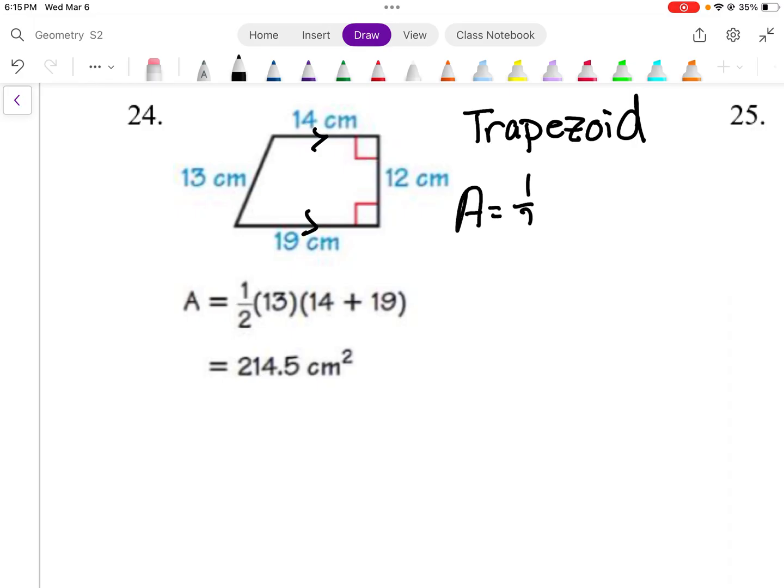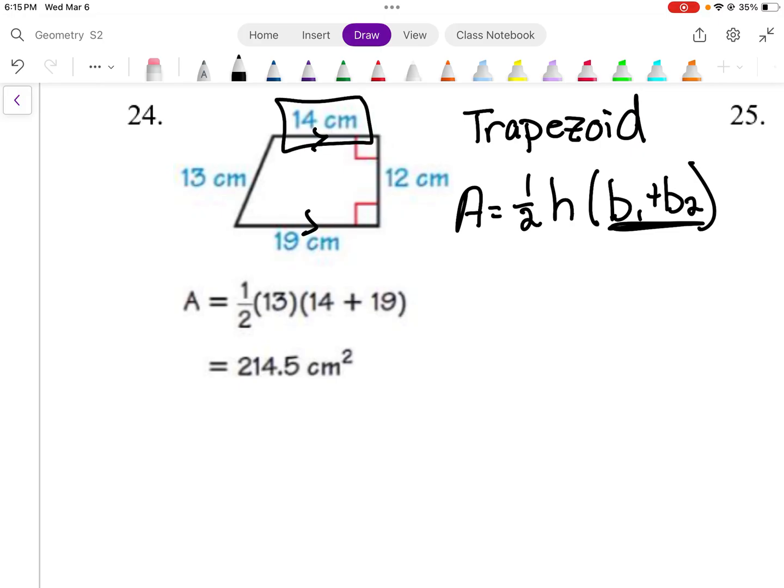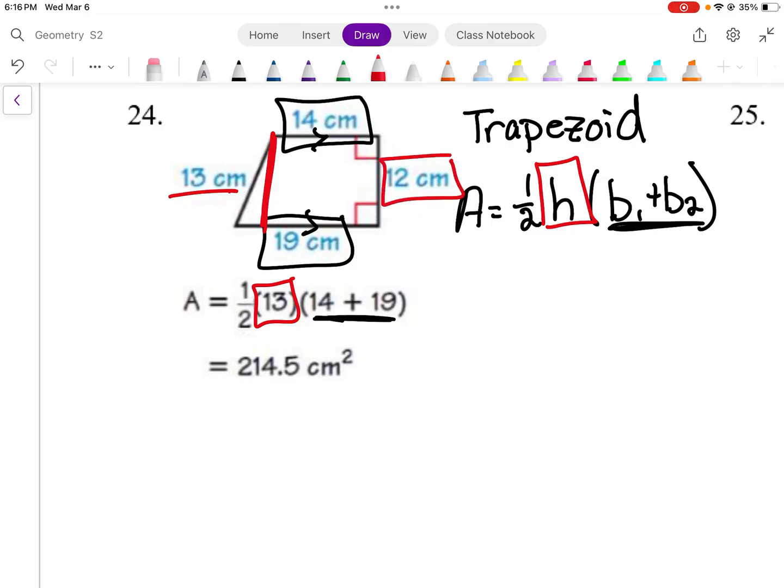The area formula for a trapezoid is 1/2 the height times base 1 plus base 2. The bases are the two sides that are parallel with each other. That is 14 and 19. And if we look, they did add those together in the formula. Then the height is talking about the vertical height straight up and down. And if we look, they used 13, which is a slant height, not the vertical height. So in this one, their mistake was using 13 instead of 12.